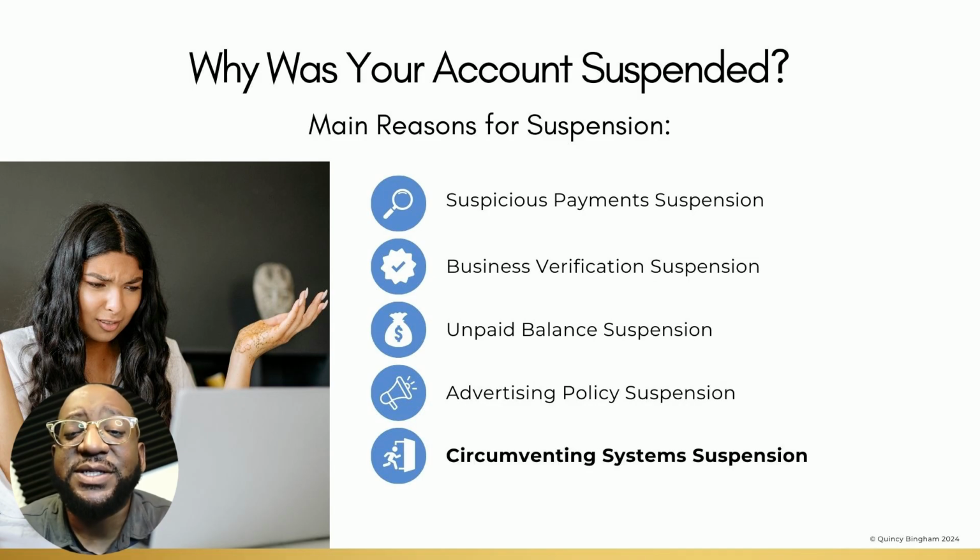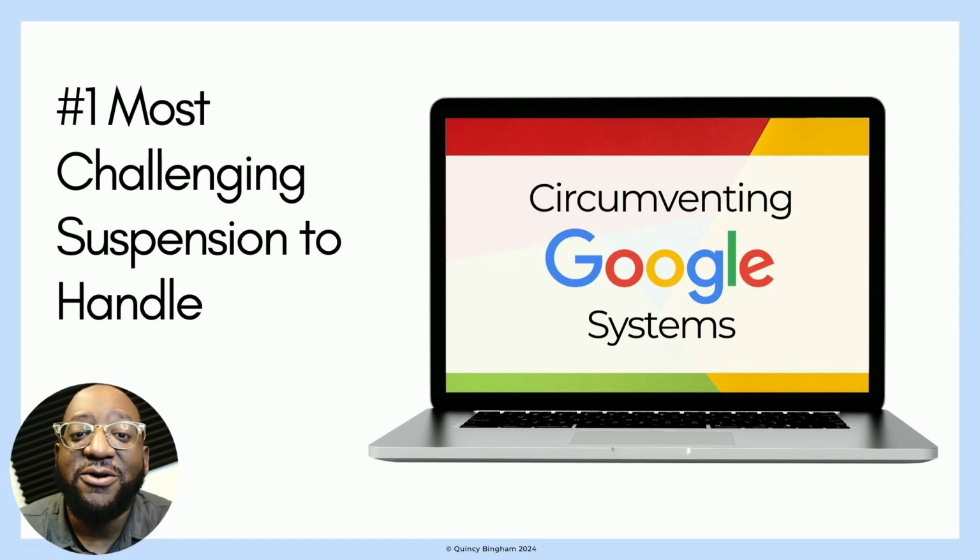For the purpose of this course, we're diving deep into circumventing system suspensions. While this one is perhaps not that common, it is definitely the trickiest one to deal with. This one occurs when you get into trouble for something minor with Google, but then they catch you doing something they see as going around or circumventing their policies. These can be nearly impossible to recover from, but rest assured it can be done.